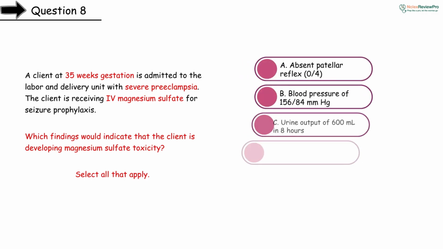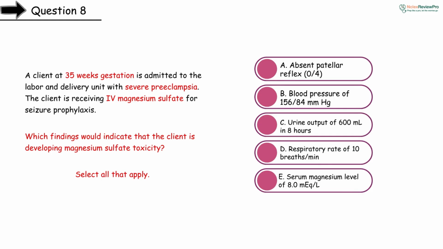Let's look at the options. Option A, absent patellar reflex. Option B, blood pressure of 156/84 millimeters of mercury. Option C, urine output of 600 milliliters in 8 hours. Option D, respiratory rate of 10 breaths per minute. Option E, serum magnesium level of 8.0 milliequivalents per liter. Take a moment and think about your answer.